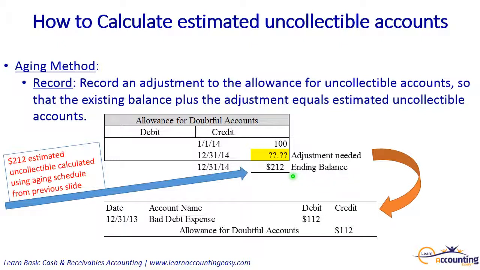in this case, the end of December? We look at what we started with before the adjustment. In this case, it was only $100, and we say, what adjustment is needed to get to the $212? So in this case, it would be $112. Once we've calculated the $112, we book an adjustment just for that $112. We debit bad debt expense, and we credit allowance for doubtful accounts.